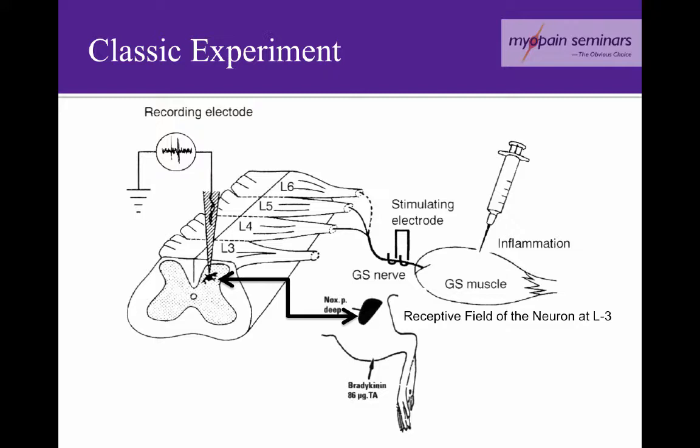By now, this slide should look familiar. We've reviewed it before in less detail. Here you see the classic experiment by Siegfried Mense from Germany, in which they placed recording electrodes at neurons in the dorsal horn of this rat. Before they did the experiment, they established the receptive fields of various neurons. So in this illustration, here is the receptive field of the neuron at L3. But they also established receptive fields at L4 and L5, etc. Then they created an inflammatory condition by injecting, for example, bradykinin in one or two of the muscles of the limb.